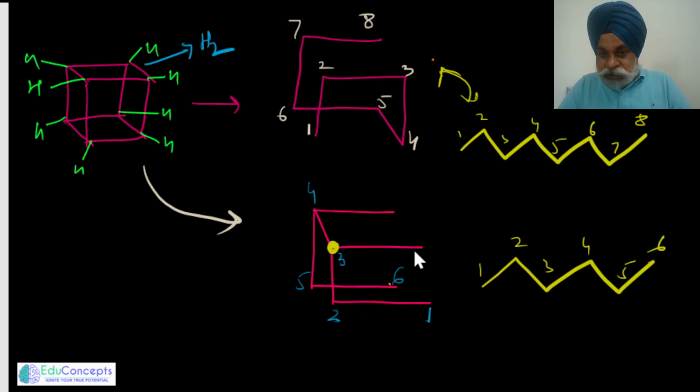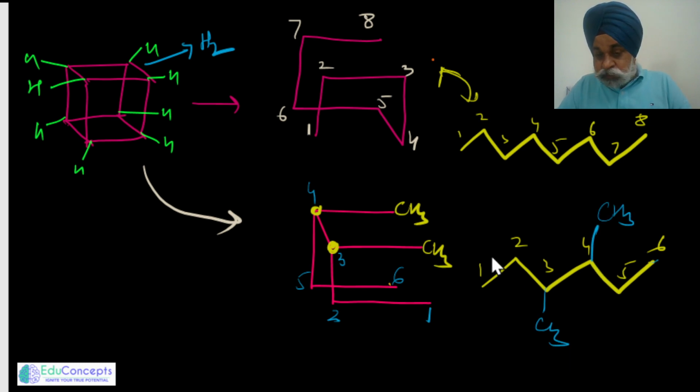On the third carbon you are seeing methyl. On the fourth carbon you are also seeing methyl. So how many methyl do you have? One methyl is here and one methyl is here. Is it okay? So both are one and the same thing.